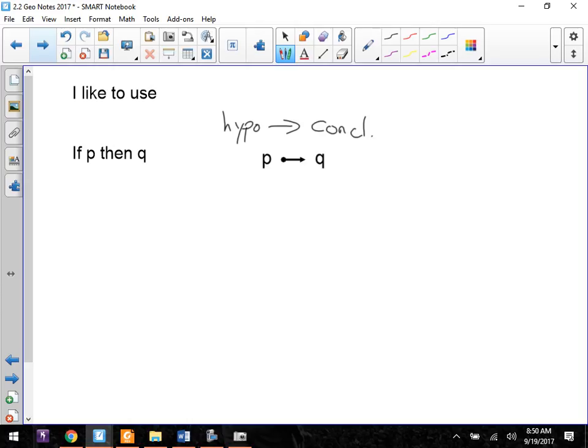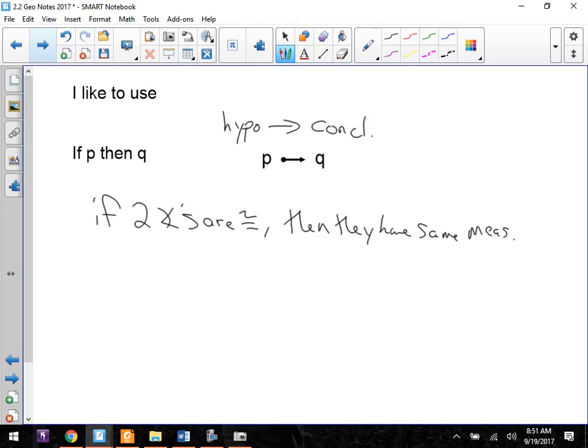And there's a whole drawn out thing of what we call truth tables to this, about how this stuff works itself through. We start with the idea of P's and Q's. P being the hypothesis, Q therefore being the conclusion. If two angles are congruent, then they have the same measure. If two angles are congruent, then they have the same measure.